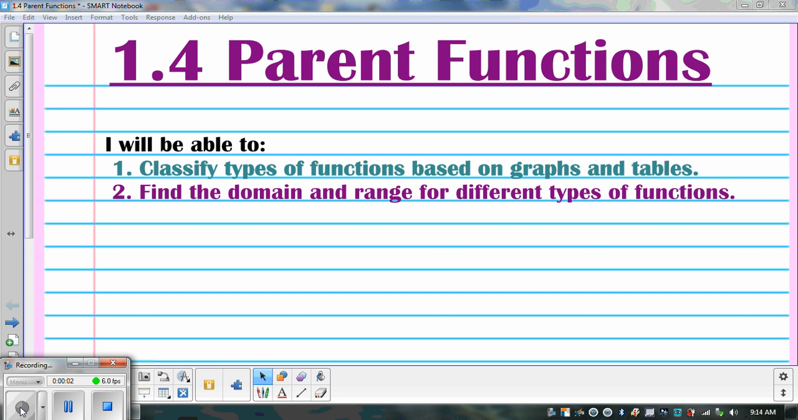Today we're going to begin looking at parent functions. This is Chapter 1, Lesson 4. The objective that you are writing down for today will say, I will be able to classify types of functions based on their graphs and tables, and I will also be able to find the domain and range for different types of functions. Just like I mentioned before, domain and range is going to continue to show up in every section of this chapter. When you're ready, move on to the next slide.